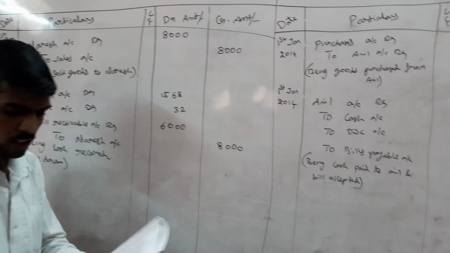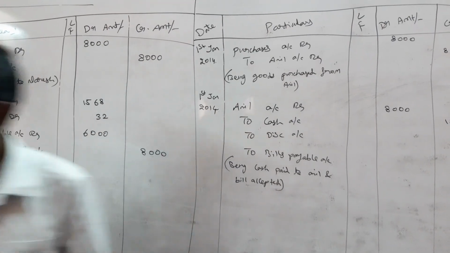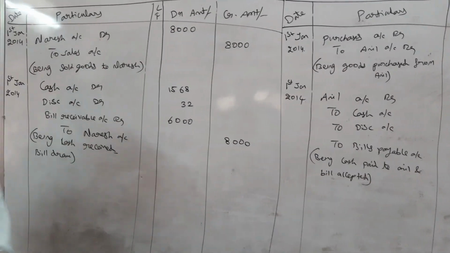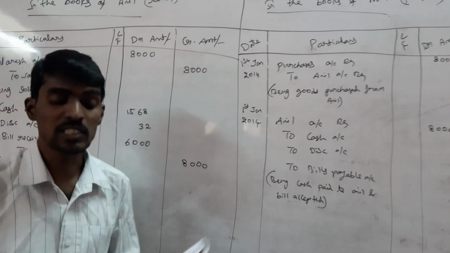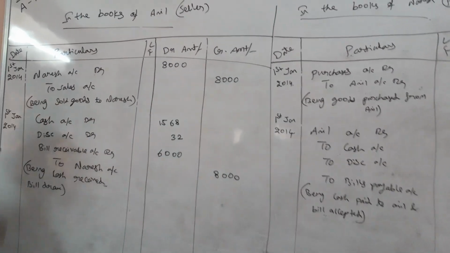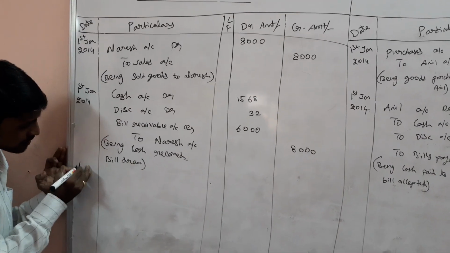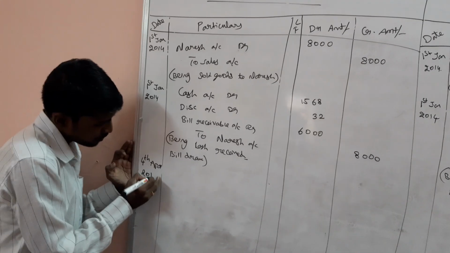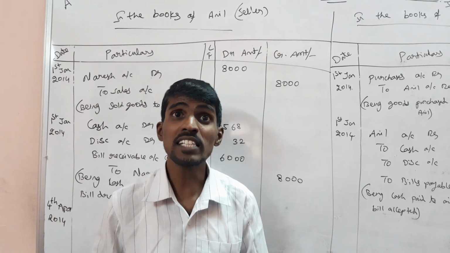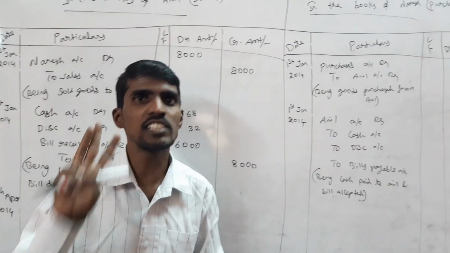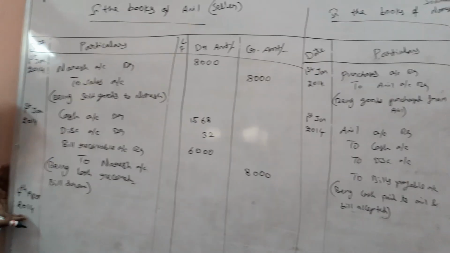So after that what happened? On the due date the bill is honored. For the balance, Anil drew a bill payable after 3 months. Means after 3 months: 1st January, then 1st February, 1st March, 1st April. So we have to write 4th April 2014, because January is the 1st month, February the 2nd month, March the 3rd month. Plus, earlier I said we have to give 3 grace days for bill maturity. So 3 months plus 3 days, we wrote the 4th April date.